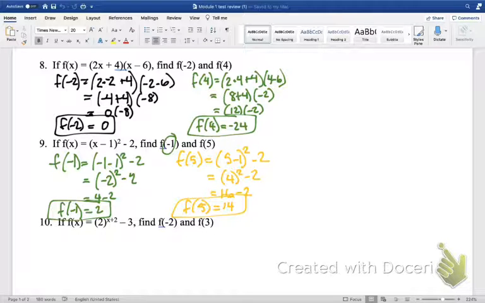Number 10 is the tricky one. Admittedly, f of negative 2 equals 2 to the negative 2 plus 2 power, minus 3. Well, negative 2 plus 2 is actually 0, so 2 to the 0 minus 3. And as we've already talked about a number of times, any non-zero number to the 0 power gets me 1. So f of negative 2 is actually negative 2.